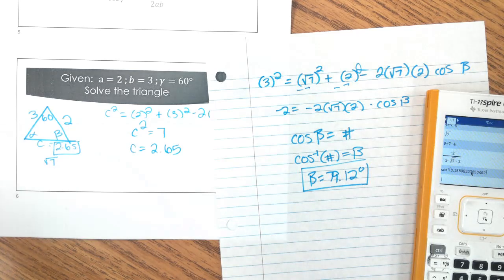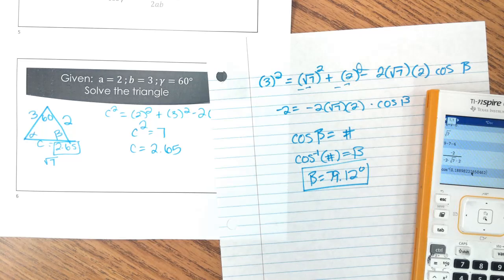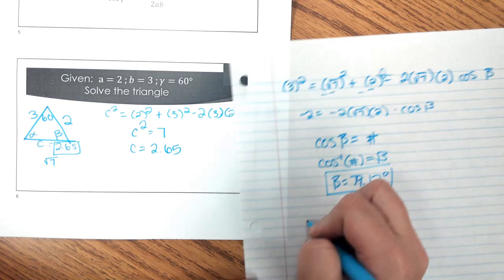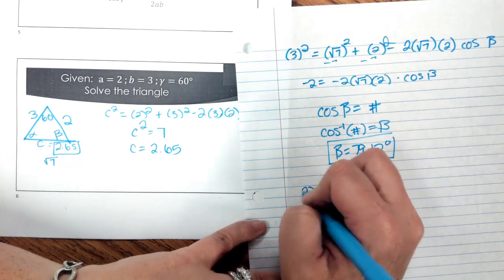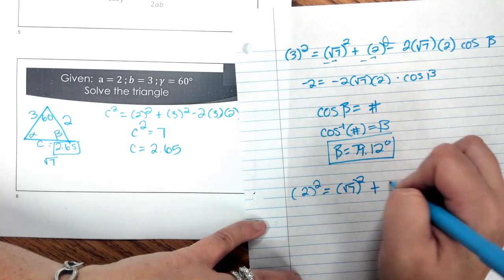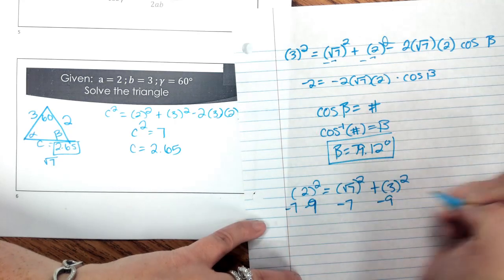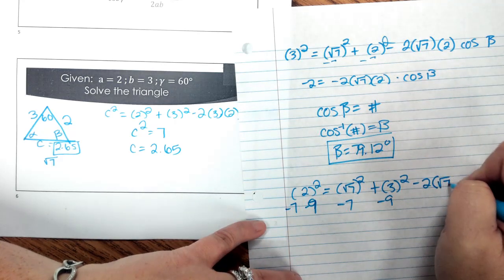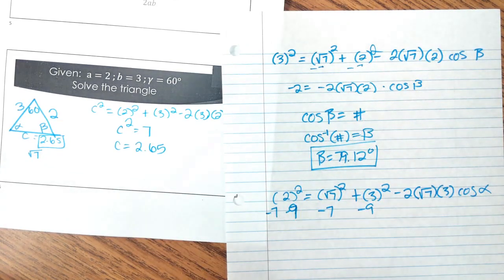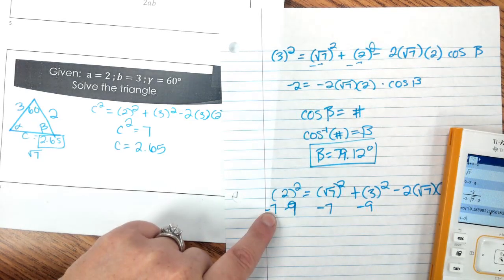I'm going to do the same thing for alpha. Remember, we can't really use this because it's rounded. We have to go the long way, and I'm sorry. So now we're going to practice again. This is a squared because we're solving for alpha now, and I've got square root of 7 squared plus 3 squared, so it's going to be 9. We're going to minus 7, minus 9, minus 2 times square root of 7 times 3 times the cosine of alpha, because that's what we're solving for. So I've got 4 minus the 7 minus the 9.